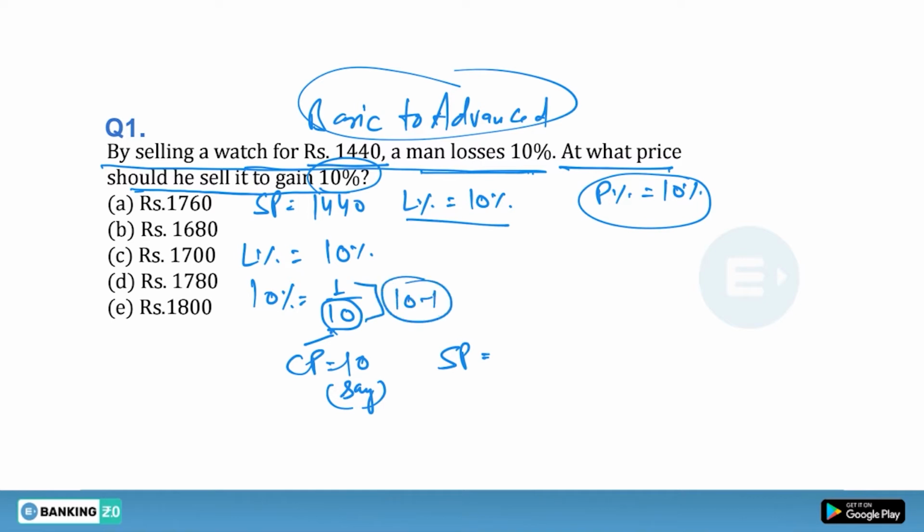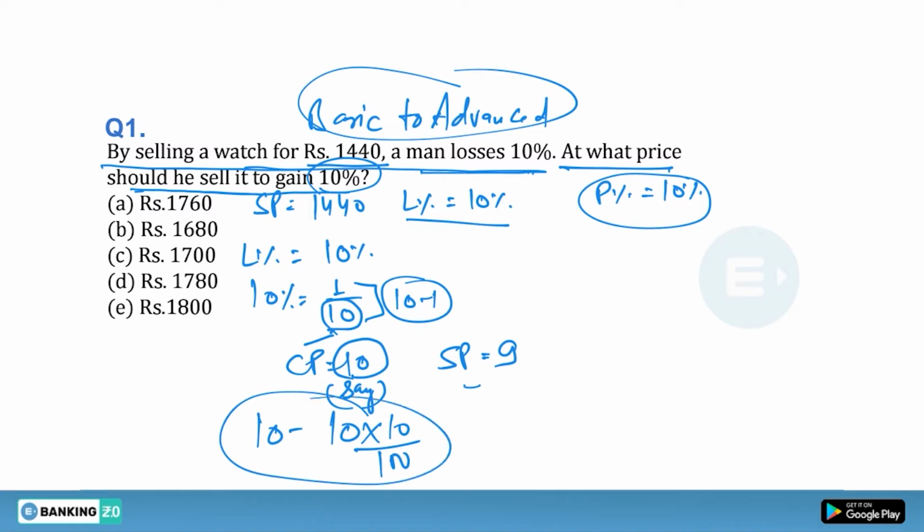10 minus 1, that means 9 will be SP, because SP is what? It is nothing but 10% of this value, that means 10 minus 10% of this value. So when you solve this, you will get 9, guys. So this is the concept of profit and loss basically.